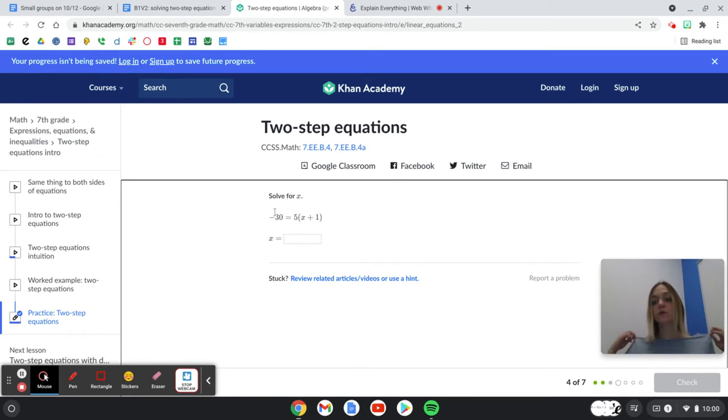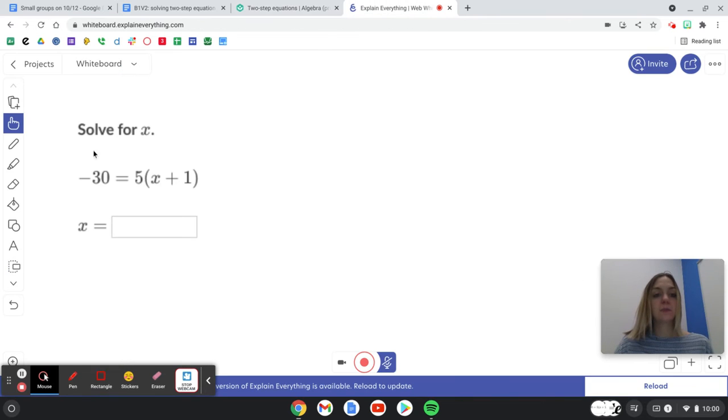Now we're doing two-step equations. Yesterday we focused on one-step equations, but now we are doing two-step equations. So I have this problem right here, and what you should be doing is following along with a piece of paper and a pencil. So what I'm doing, you should do on paper. Okay, so we have solve for x.